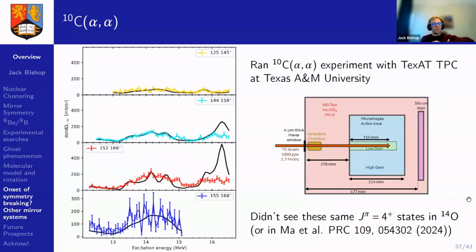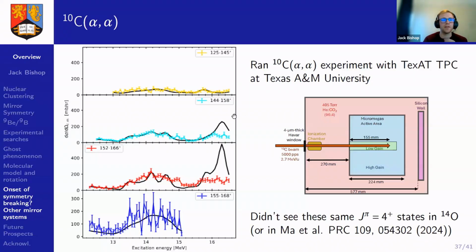So what we had was a data set from 2019, run with the TexAT time projection chamber at Texas A&M. This is thick target inverse kinematics. We send the carbon-10 beam into a gas of helium and CO2. We pick up the recoil alpha particles in our silicon detectors. So what we're doing is sweeping through lots of different excitation energies all at once, okay?